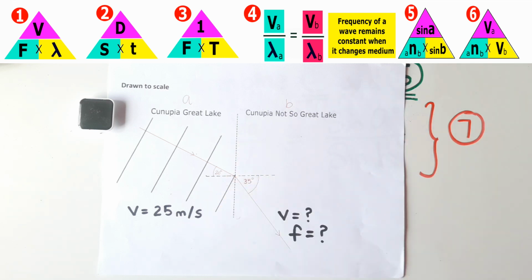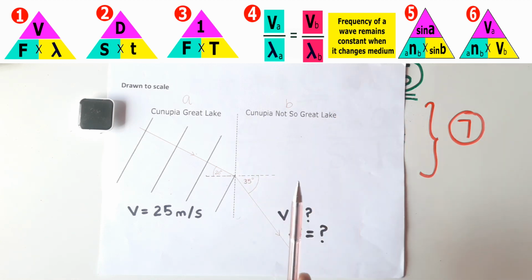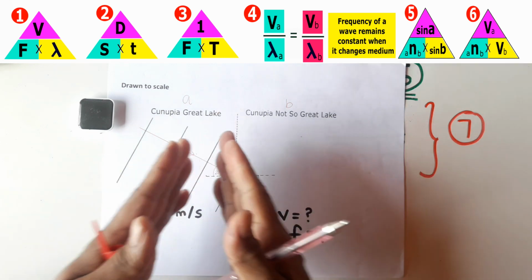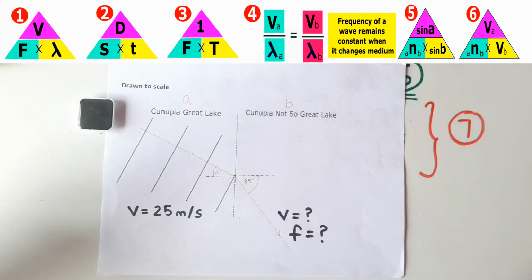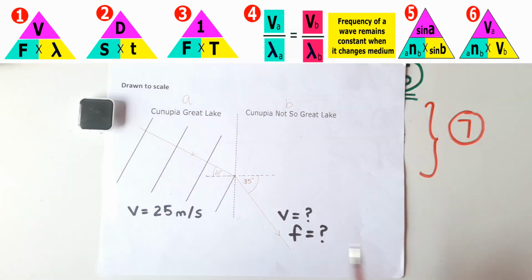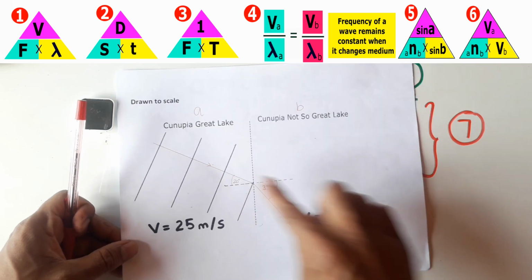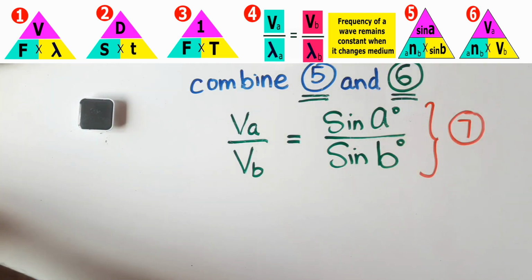But I'm sure you already figured out that whatever we get for the frequency in this region will be the same exact frequency, because the only thing that doesn't change when a wave goes from deep to shallow or shallow to deep is its frequency. Everything else can be expected to change. So let's plug in the values over here. I just discussed the values. Let's plug it in over here.